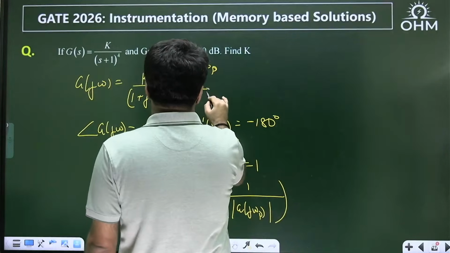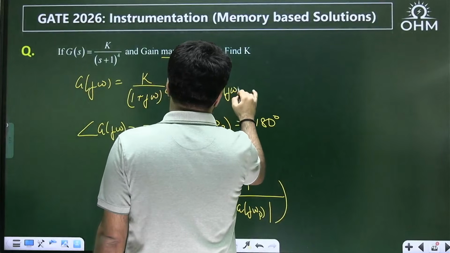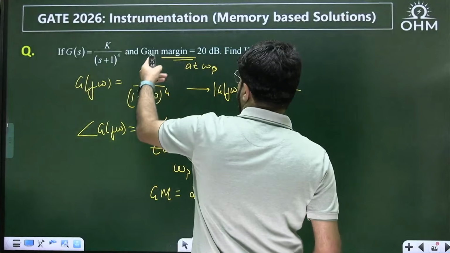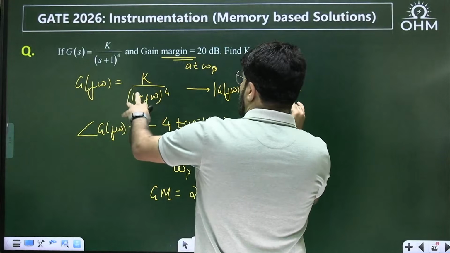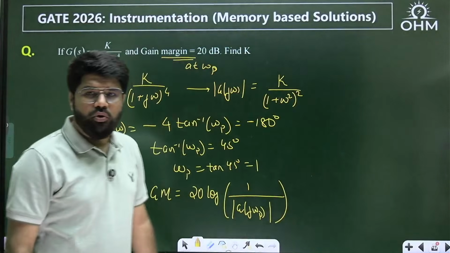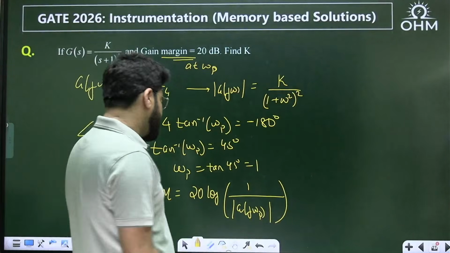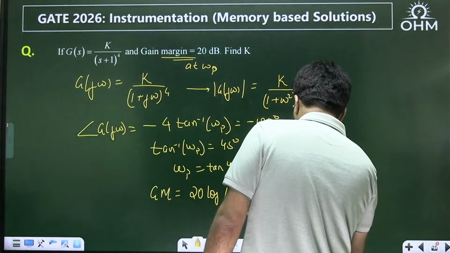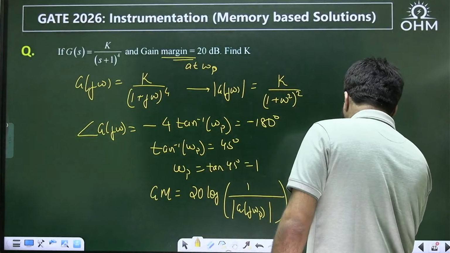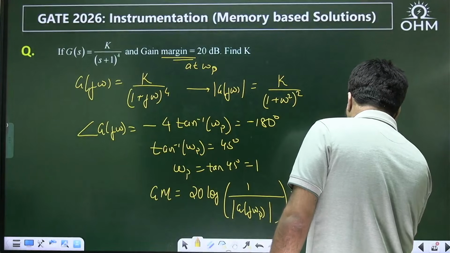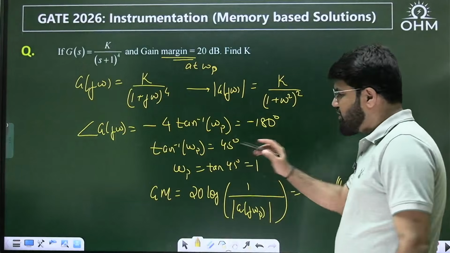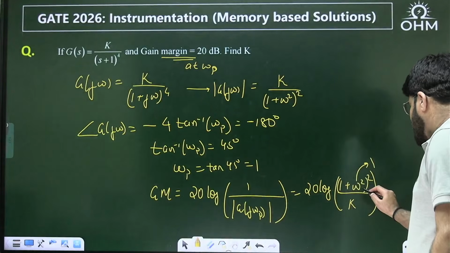Now what is this magnitude? If I write down the absolute magnitude, mod G(j omega) will be K over (1 plus j omega) power 4, so under root of (1 plus omega square) power 4. So (1 plus omega square) whole square will be left. When I write this, 20 log of the reciprocal of this will be (1 plus omega square) whole square divided by K. And what omega do you have to put? The omega p, since it is calculated at omega p.